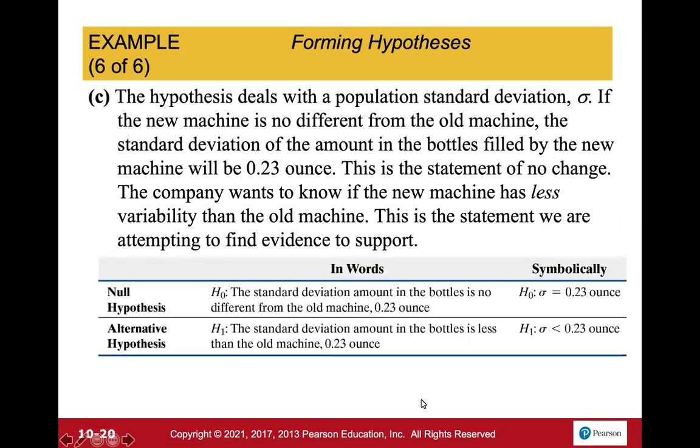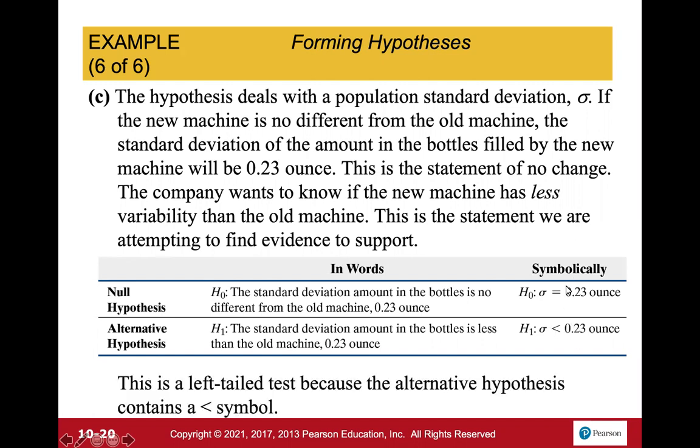And here they have H0 equal to, H1 less than, because they use the less than in the statement. Our parameter is standard deviation, and they give us this value right here. And because the symbol is pointing to the left, this is going to be a left tail test symbol in our alternative hypothesis.